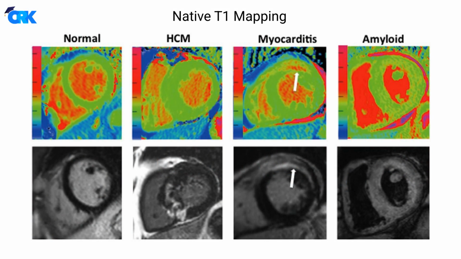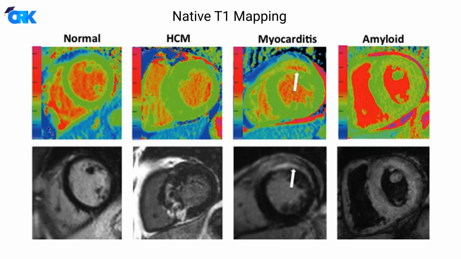Now take a look at this side-by-side comparison. What you're seeing are short-axis Schmolli native T1 color maps on the top row and their corresponding LGE images just below. On the far left, we've got a normal subject. Notice the predominance of green on the T1 map, which reflects healthy myocardial tissue. Next to it, in the HCM panel, the T1 map shows patchy areas of elevated T1, red, especially within the thickened septum.